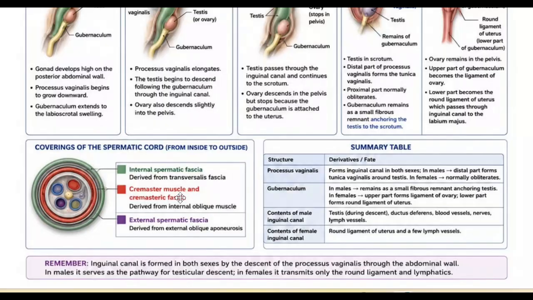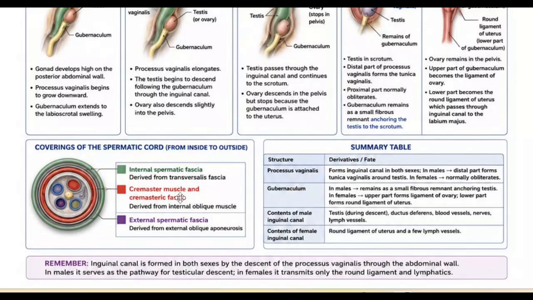So remember, the lower fibers of the transversus abdominis muscle arch over the inguinal canal, and that is why the processus vaginalis passes below the muscle instead of through it. Therefore it does not receive any covering, and this is why the transversus abdominis contributes nothing to the spermatic cord coverings. This is a very commonly asked question.